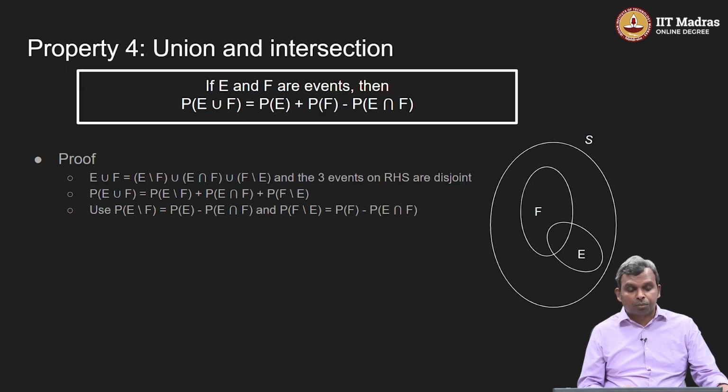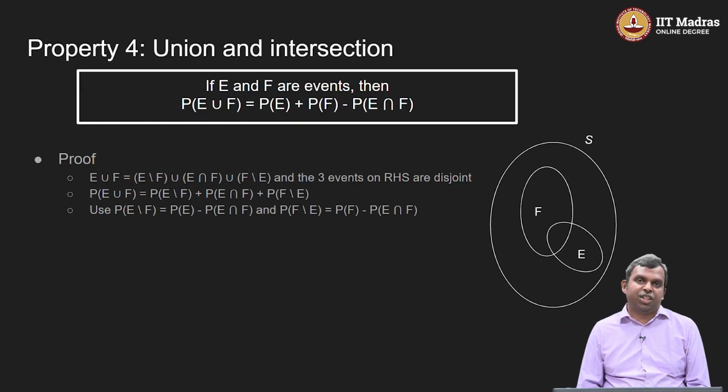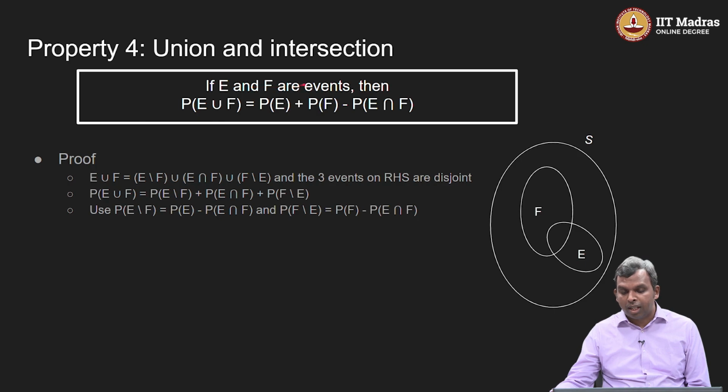So that's property 3a. Finally, we come to union and intersection. We've been talking a lot about union and intersection, and here is a very simple and yet powerful, elegant property which connects the probability of union and intersection to the probability of the original events. So this is a very important property. Supposing once again you have 2 events E and F inside a sample space S. The probability of E union F, E or F, meaning either E occurred or F occurred, is the probability of E plus the probability of F minus the probability of E intersect F.